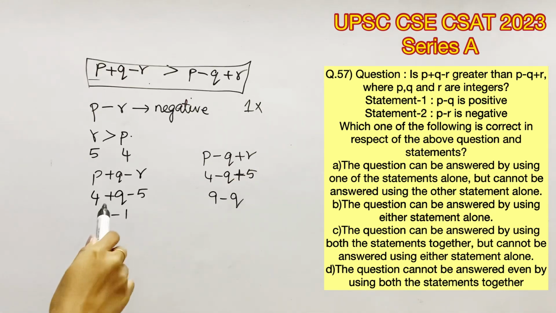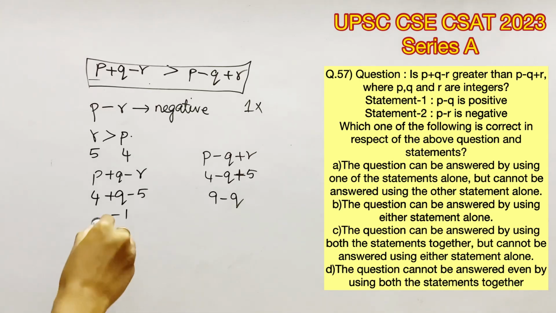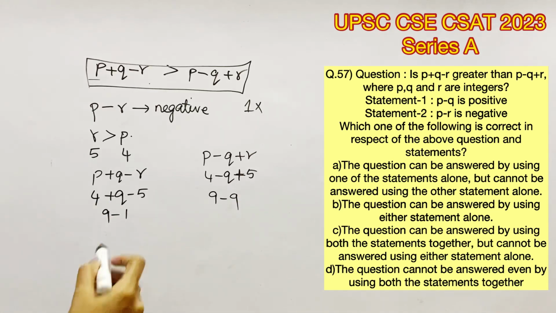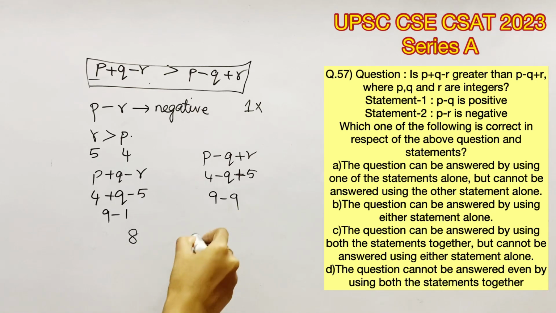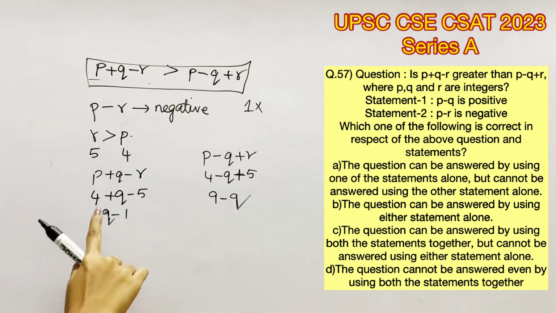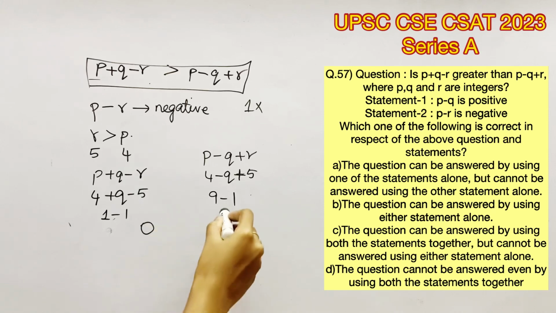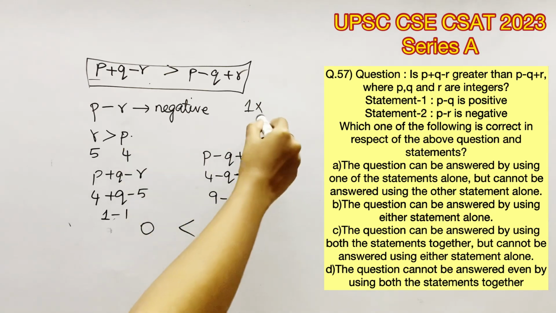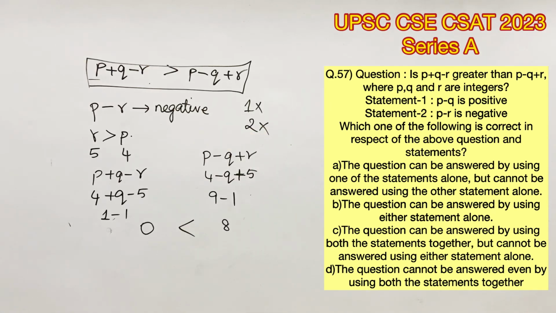Now let's substitute 9 in the place of q. So the left side would become 9 minus 1 and the right side would become 9 minus 9. That is, the first expression would give 8 and the second would give 0, which means the first expression is greater. But now if you substitute 1 in the place of q, you will get 0 here and 8 here, which means the second expression would become greater. Therefore, statement 2 alone is not sufficient to answer this question.